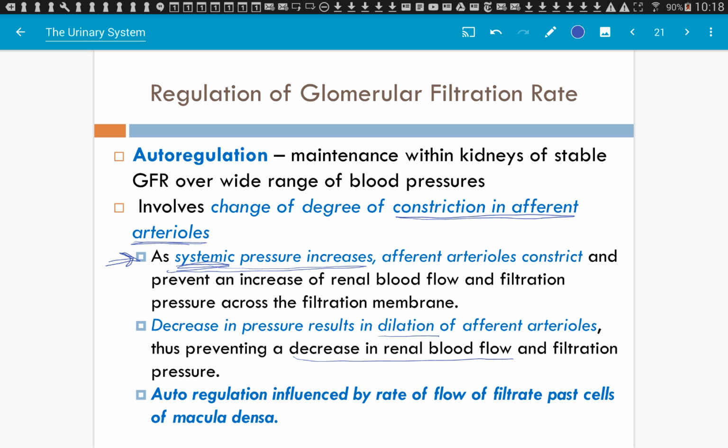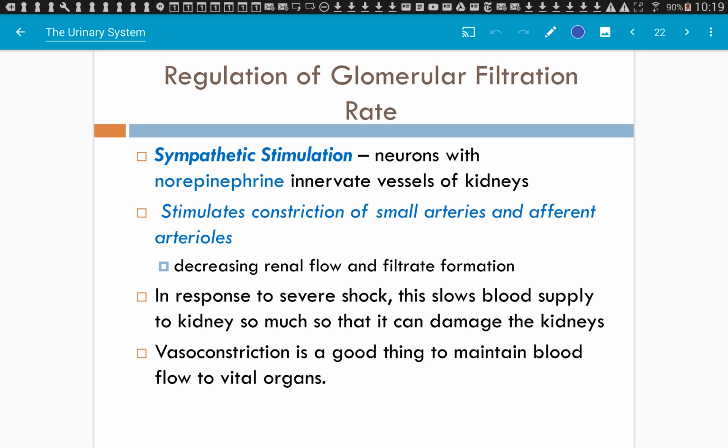And so just to remember, this autoregulation is controlled by the filtrate that's flowing past the macula densa. The macula densa is one half of the juxtaglomerular apparatus. Okay, just as a refresher reminder.